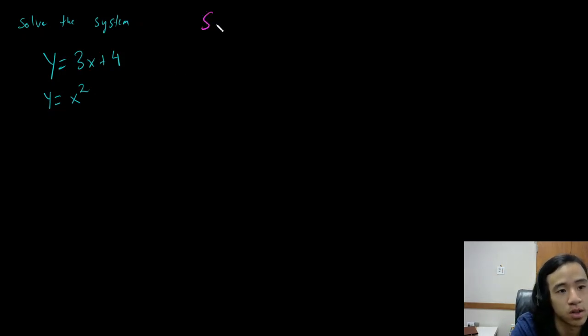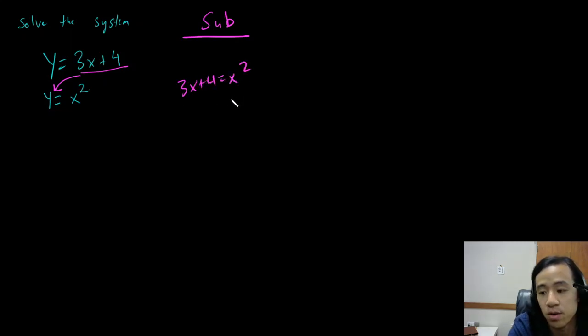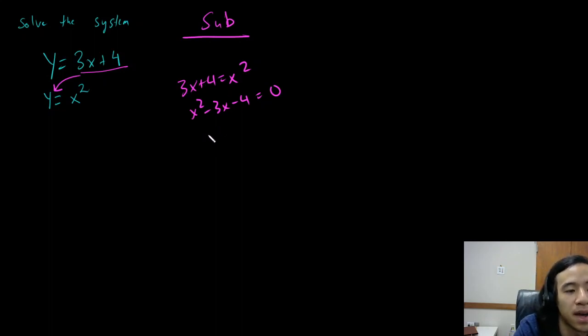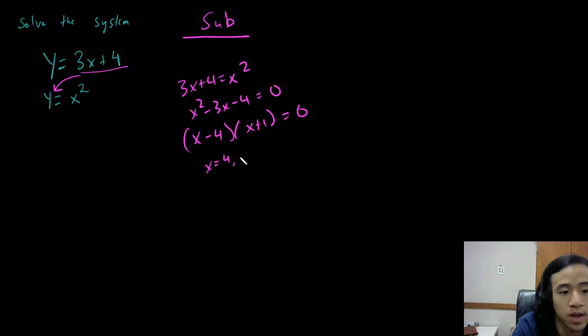So let's see, substitution. I'm going to substitute 3x plus 4 for y in the second equation. So we'll have 3x plus 4 equals x squared. Now I need to solve for x. So I'm going to have x squared minus 3x minus 4 equals 0. I subtracted 3x and subtracted 4 from both sides. And now I'm going to factor. So x minus 4 times x plus 1 equals 0. Solve for x and you get x equals 4 and negative 1. So set each term equal to 0.